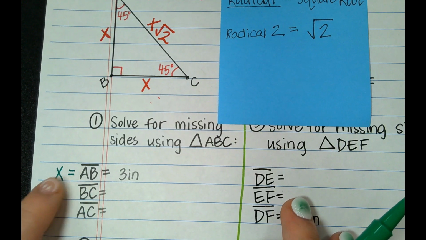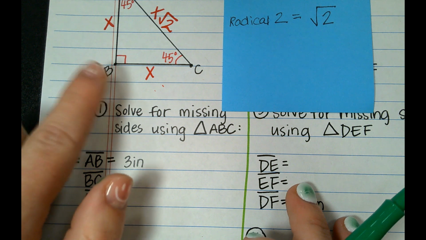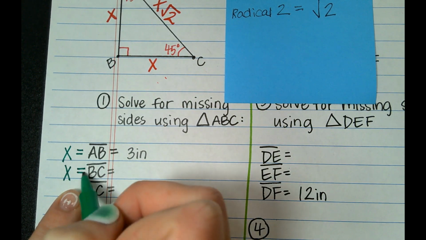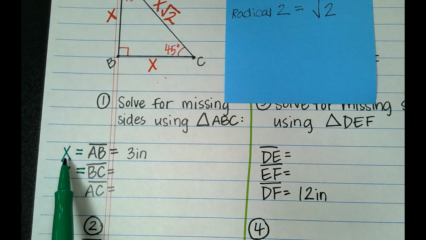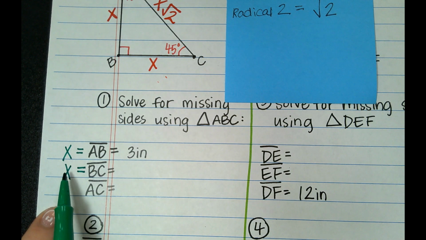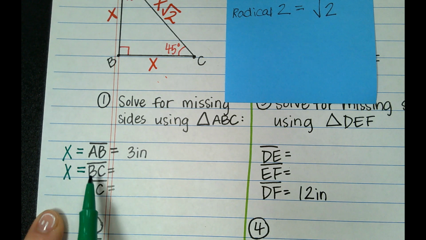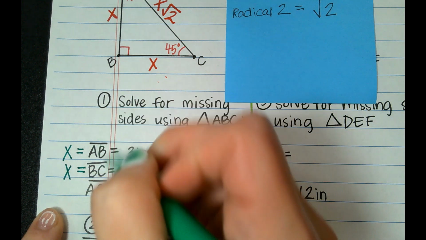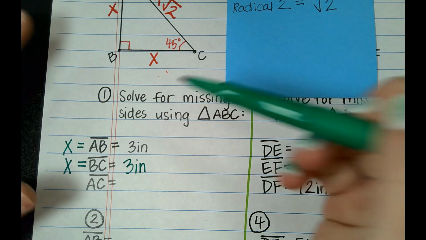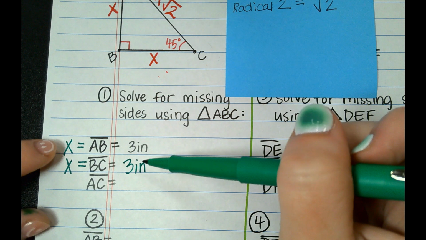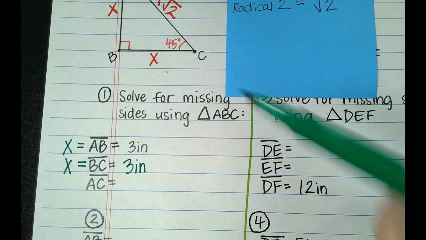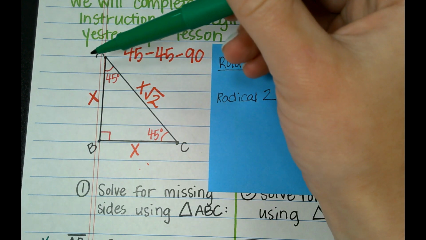So I know A to B is X. I know B to C is X. So I'm going to label that as well. Now, if X is 3 inches, then I can go to that next line, just like Erica said, X and BC is also 3 inches. We're just filling in the blanks here. Okay. Does everybody feel okay about getting 3 inches for B to C? Good. Okay, so now we need to look at A to C.